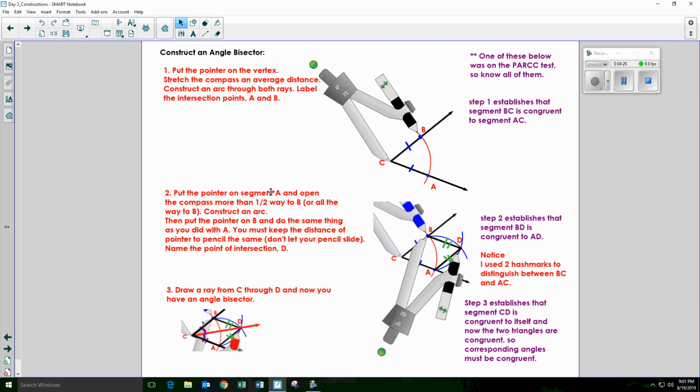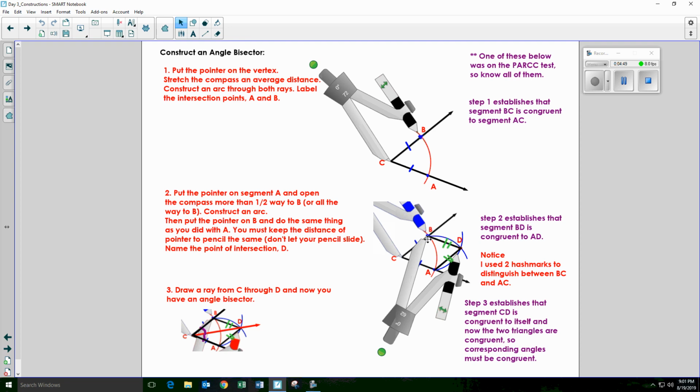Or could we start first when we started on A? So they had the compass or the pointer on A, open it more than halfway to B. If you want, you can go all the way to B. Some people just like to do that. Okay, but it has to be at least more than halfway. If you want to go all the way, it's all good. Draw yourself an arc. So that's this arc right here. And as it says, then put the pointer on B.